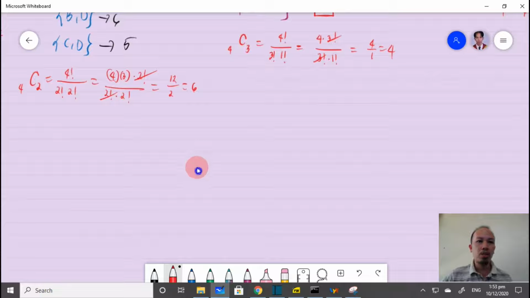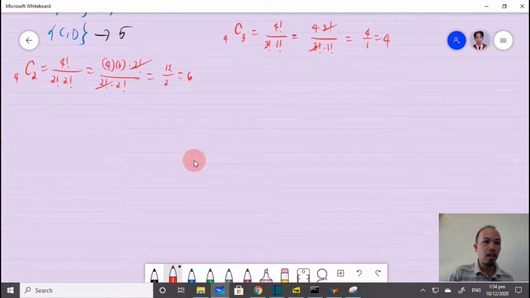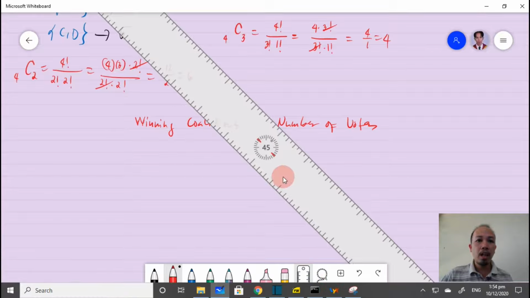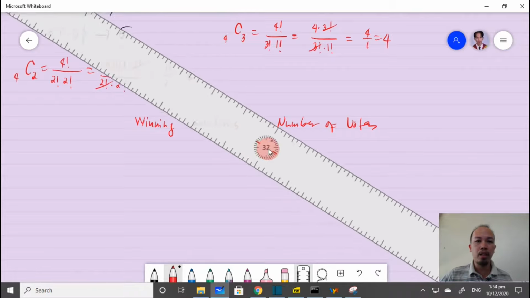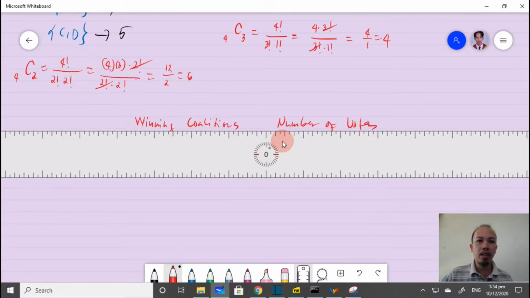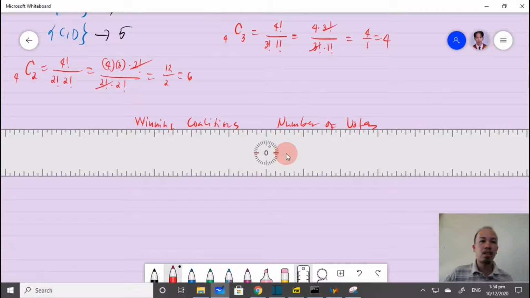So let's make a table here for the winning coalitions, and let's write the number of votes here. I am going to make the table, but don't worry, I am going to fast forward this part so that it will not add time to the video.